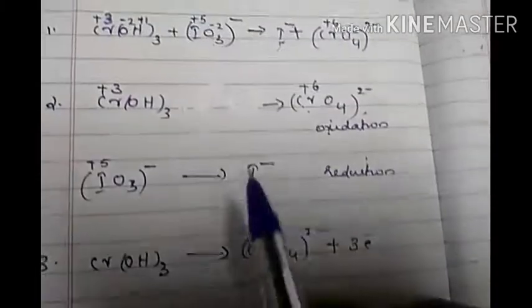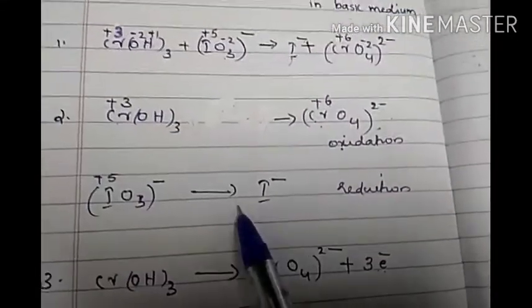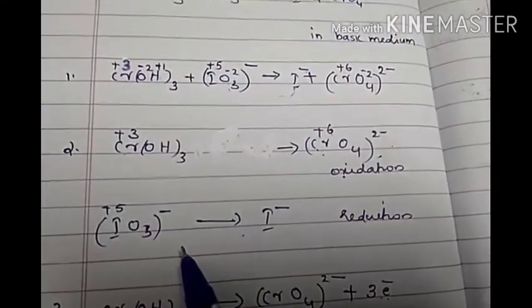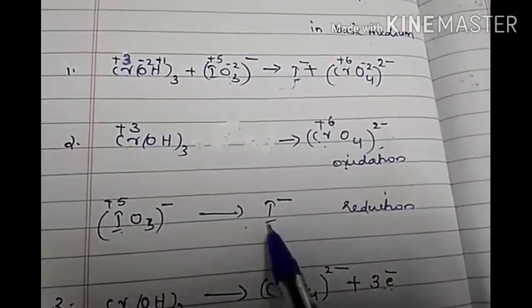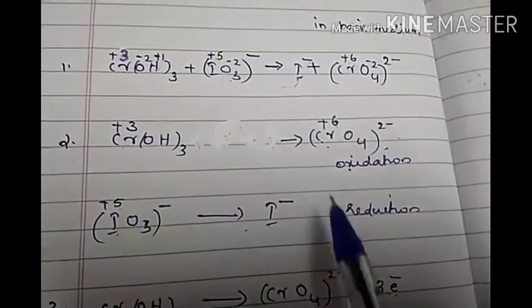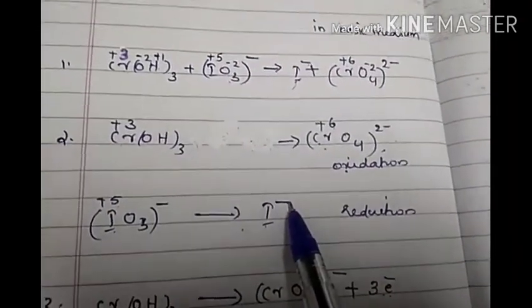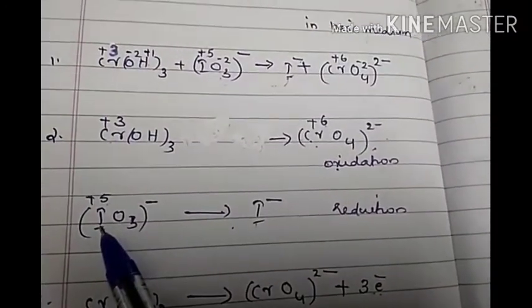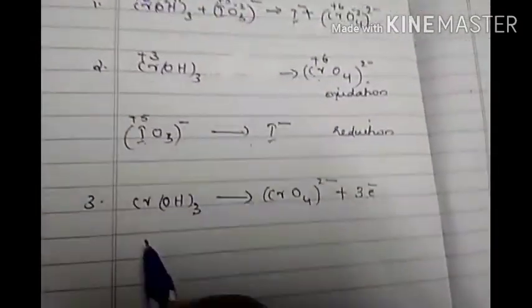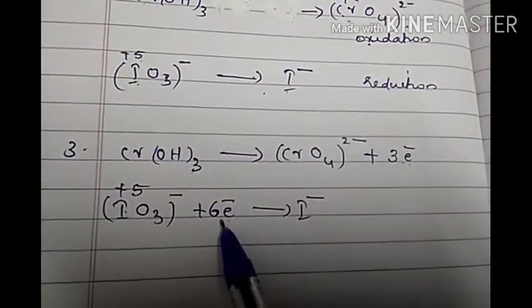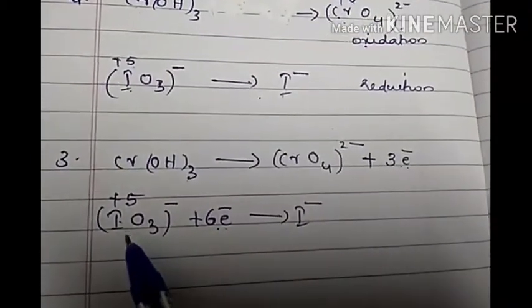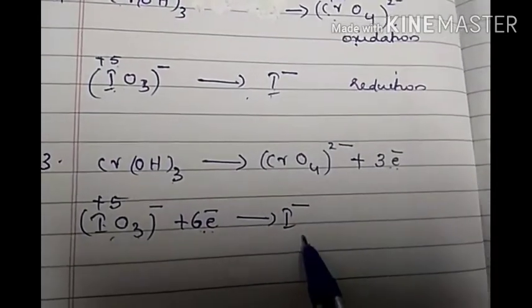Like that, the second half reaction, the reduction half reaction, involves the gaining of electrons. How many electrons is it gaining? Iodine is changing into I minus, isn't it? Its oxidation number was plus 5, it is changing into minus 1. So there is a difference of 6. So we can say that iodine is gaining 6 electrons. One iodine atom is gaining 6 electrons to change into I minus. The gaining of electrons is shown on the reactant side. So we can write: IO3 minus plus 6 electrons gives I minus.